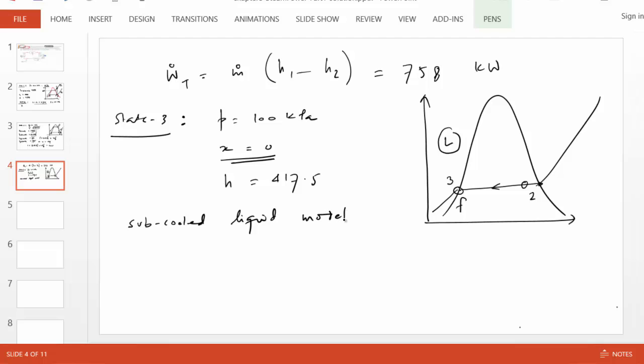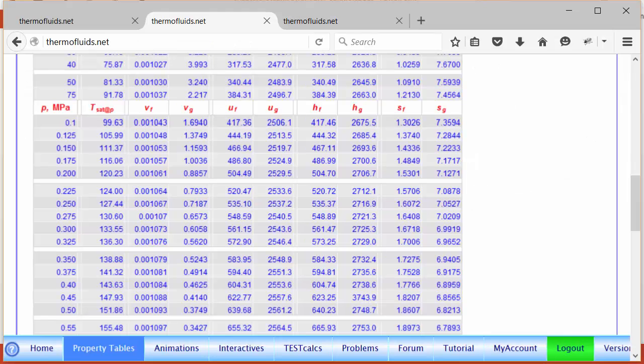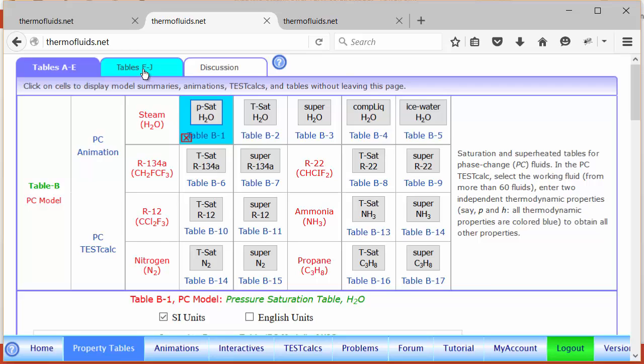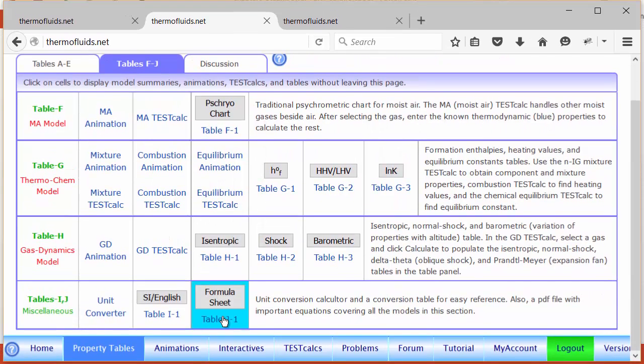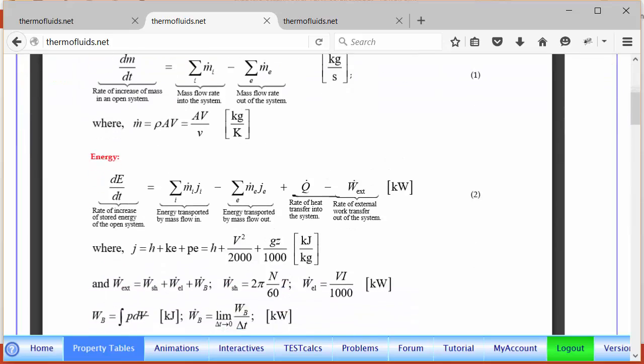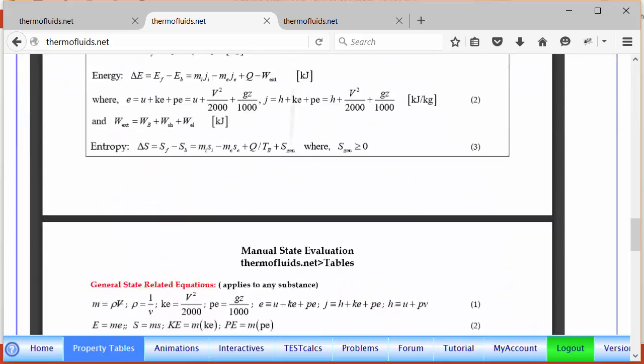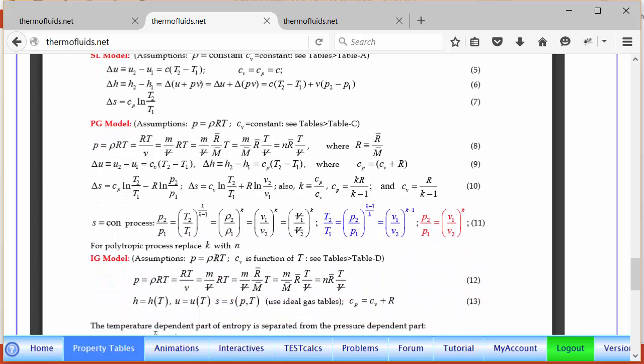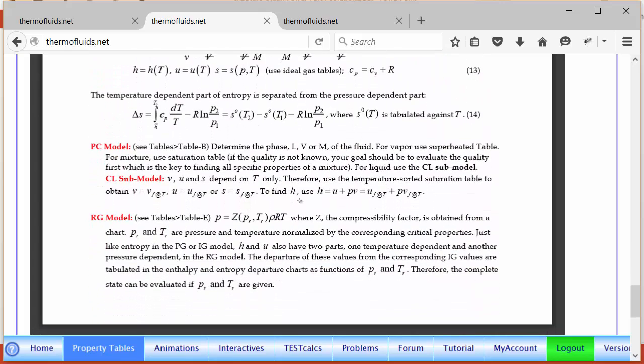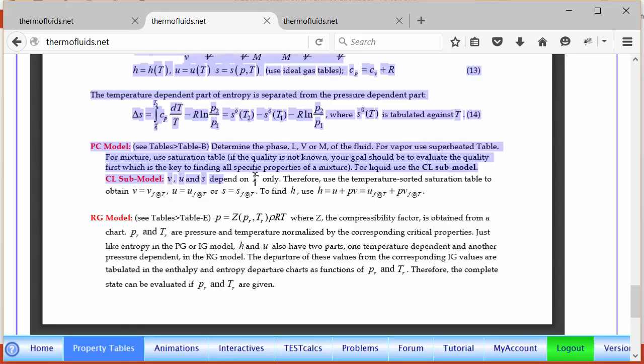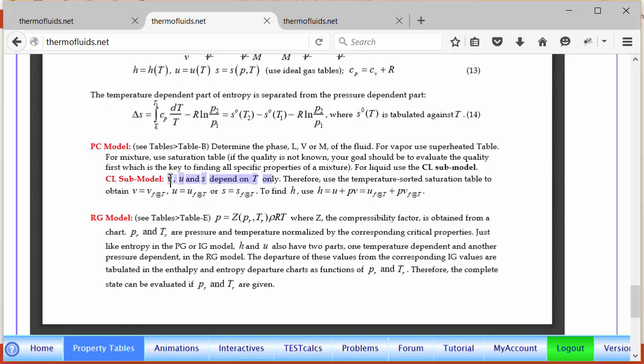If you go to the handout, for instance, if you go to understand the model, you go to table J right here, and if you browse all the way down, you will find all the material models explained, the formulas explained here. And let's go to the PC model. In the PC model, as you can see, this is the CL submodel, the compressed liquid or subcooled submodel. V, U, and S are function of T only. That's the important thing about this model, that specific volume, U, and entropy, they do not depend on pressure.